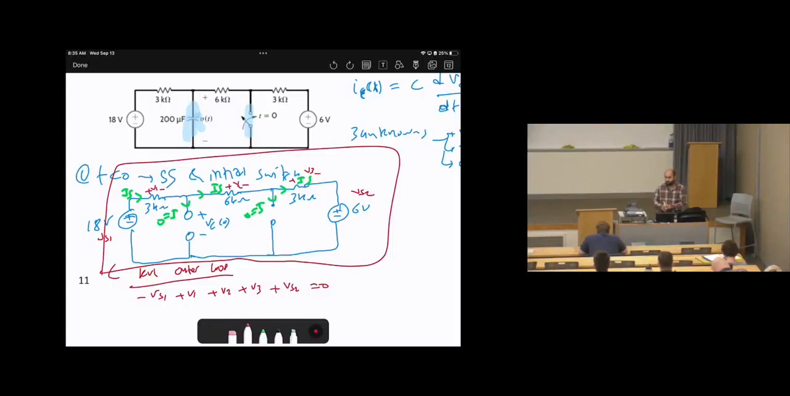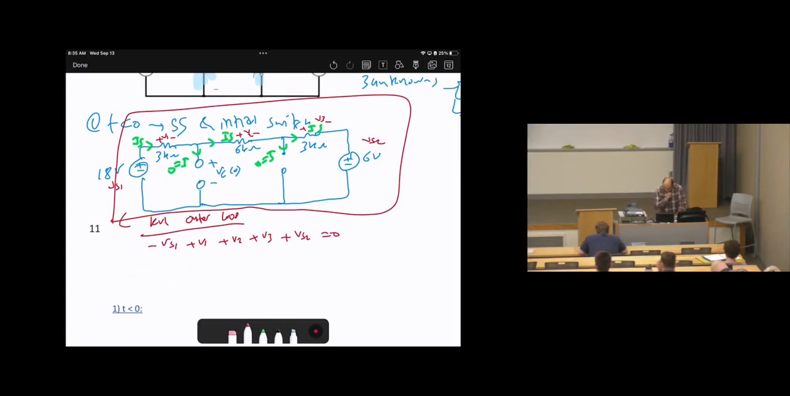Because we need to make sure to find the current such that there is only one unknown. Then substitute the values. So Vs is negative 18, V1 which is 3k times I source, V2 which is 6k times I source, V3 which is 3k times I source, Vs which is 6 volts equals 0. Therefore, I source will be (18 minus 6) over (3k plus 6k plus 3k).